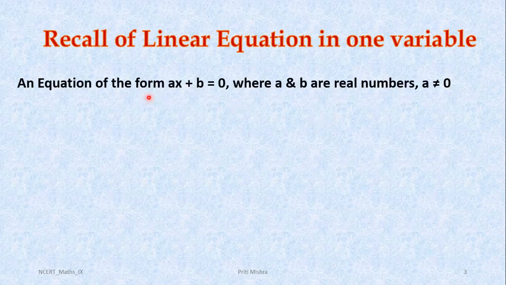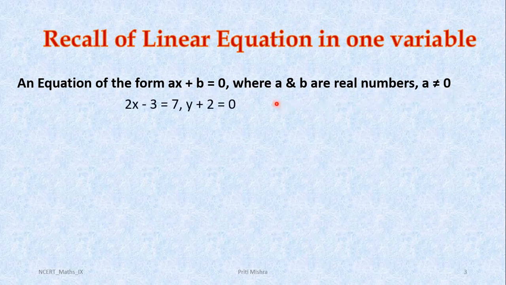An equation of the form ax plus b equals 0, where a and b are real numbers and a shouldn't be equal to 0, is known as a linear equation in one variable. Why shouldn't a be equal to 0? Because if a is 0, then this term becomes 0 and the equation reduces to b equals 0, which is not a one variable equation. So it is required that a can't be equal to 0.